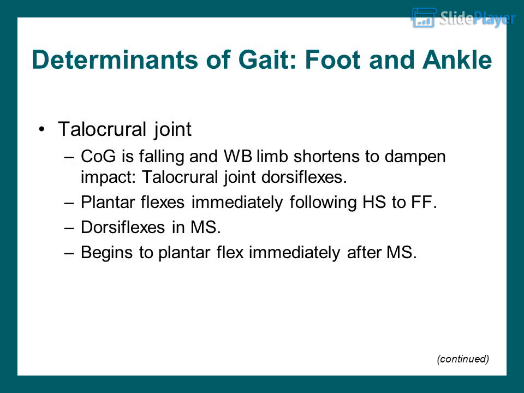Determinants of gait. Foot and ankle. Talocrural joint. COG is falling and WB limb shortens to dampen impact. Talocrural joint plantar flexes immediately following HS to FF. Dorsiflexes in MS. Begins to plantar flex immediately after MS.